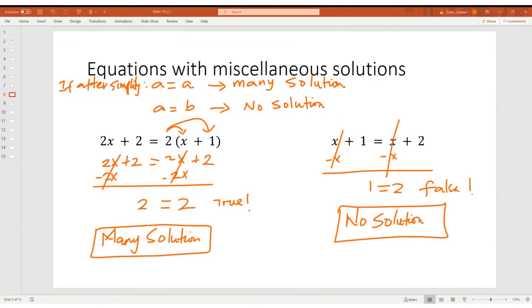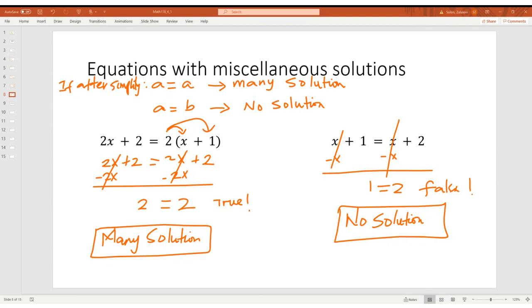So the solution is either infinitely many solutions or no solution. For a linear equation, you can have a single solution, you can have many solutions, or you can have no solution. It is many solutions. So the first one, 2 equals 2 is true, so it is many solutions. The second one is not many. It is no solution.